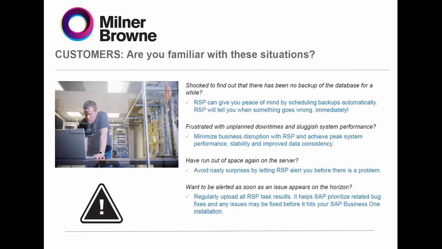So what are the benefits? These are a few situations that our customers have found themselves in. Have you ever been shocked to find out that there's been no backup of the database for a while? Well, RSP can give you peace of mind by scheduling backups automatically. And RSP will tell you when something goes wrong immediately. So you will get notification alerts, and you just decide who in your company is to receive those, and RSP will advise them when a backup hasn't run, or there's a problem with a backup, or it's not completed successfully. So this is very important.